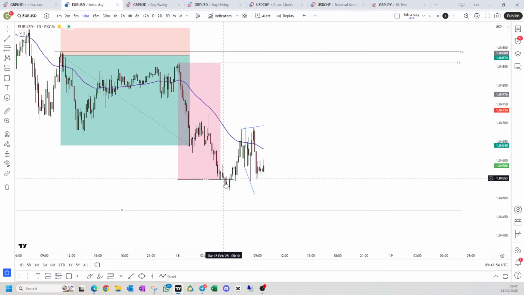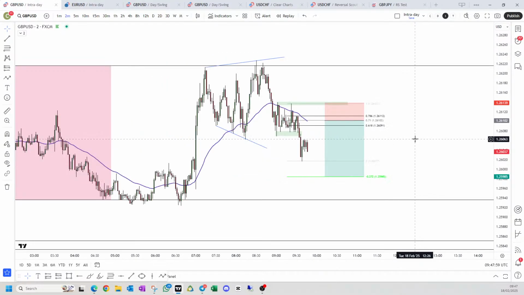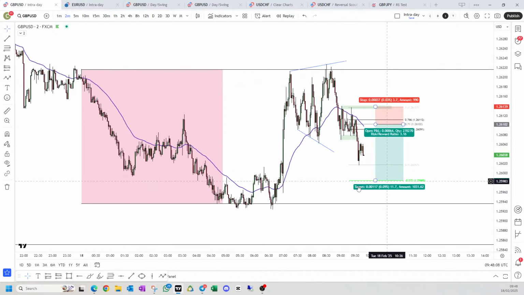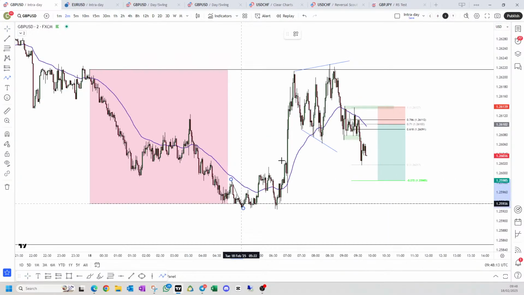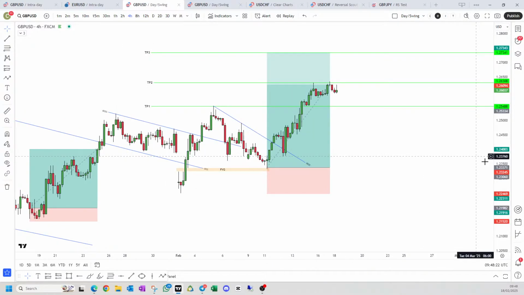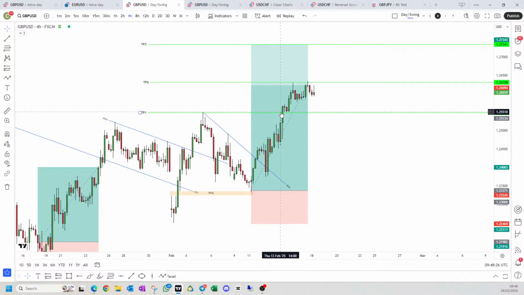EU has swept the Asian low and would probably be looking up to take that Asian high. Whereas GU has done the exact opposite. GU's taken the Asian low, already taken the Asian high, and now coming back down. So we've completely swept all the liquidity underneath the Asian range. We've swept the liquidity above that Asian range, and now we're back inside the range. Hopefully, selling off.